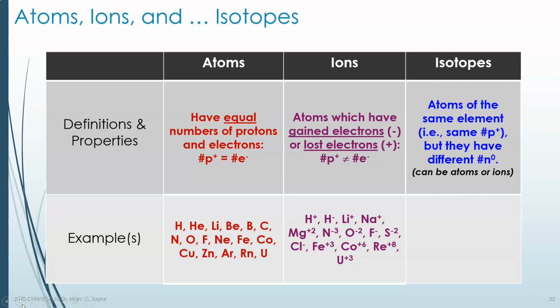Isotopes are atoms, as I said, that have the same number of protons but different number of neutrons. And those can be in the form of plain atoms if the electrons are the same as the protons, or they can be ions if the electrons have been gained or lost. So isotopes can be either atoms or ions, but they are different in mass from their other isotopes of the same element. So examples would be hydrogen 1, 2, and 3. Those are isotopes of hydrogen. Carbon 12, 13, and 14, isotopes of carbon, etc., etc.